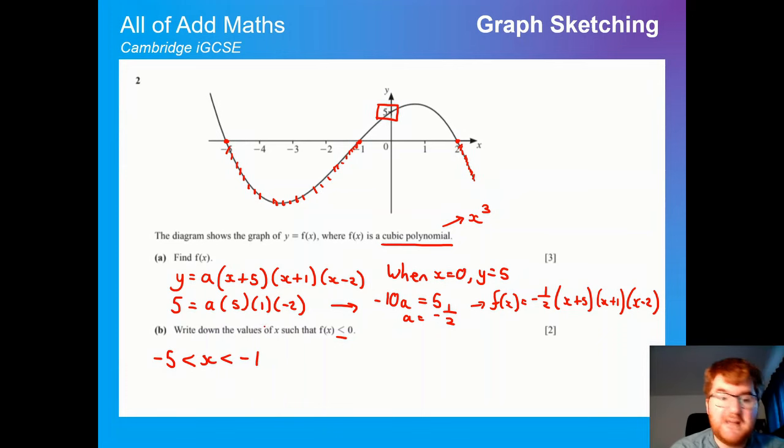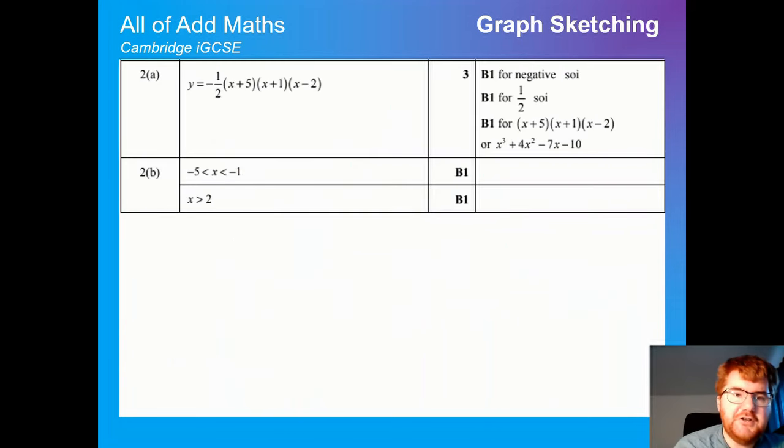Again, you can write these out separately if you wish, but also that x must be greater than 2, because it also dips below as well. So make sure you've got both parts of that inequality, the 2 marks. The first part between minus 5 and minus 1, and also greater than 2. And you can check the answers very quickly there, again working in a similar way to what I've done.